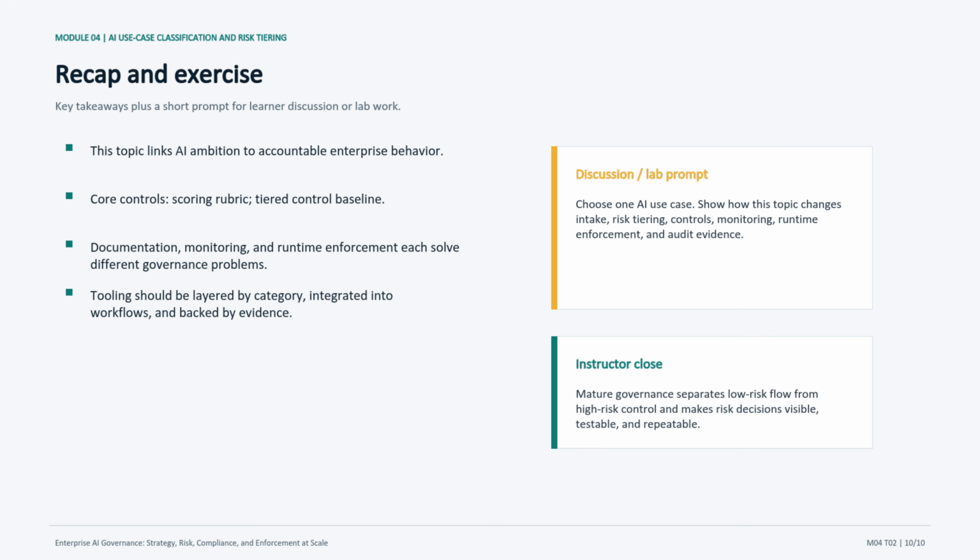The takeaways summarize the operating logic: know the controls, separate documentation from monitoring and runtime enforcement, and choose tools that support the workflow and evidence model. For the exercise, I would have learners choose one AI use case and walk through intake, risk tiering, controls, monitoring, runtime enforcement, and audit evidence. The value is in making the governance path visible.